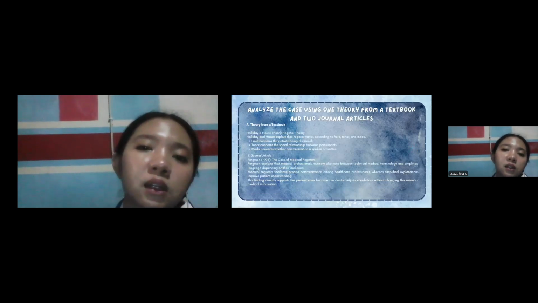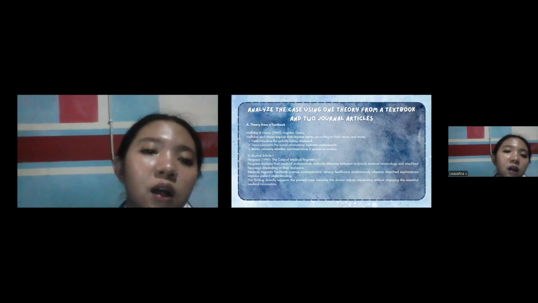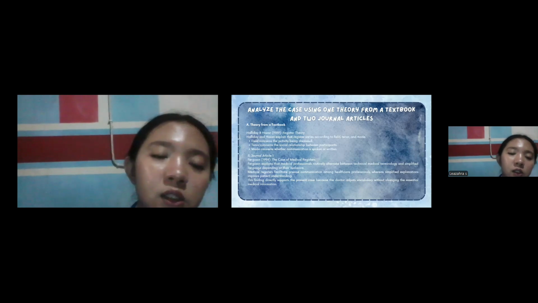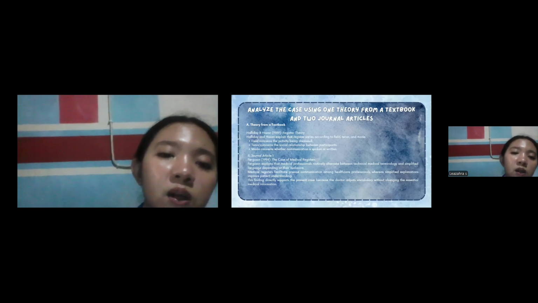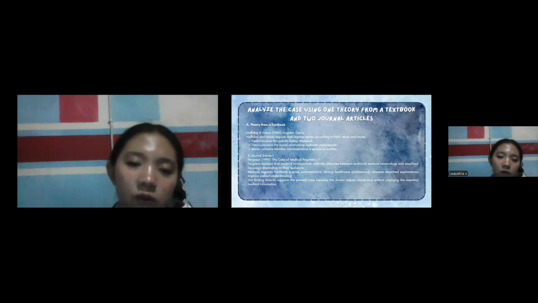Analyze the case using theory. Theory from Halliday and Hasan is that register varies according to the field, tenor, and mode. Field concerns the activity being discussed. Tenor concerns the social relationship between participants. Mode concerns whether communication is spoken or written.